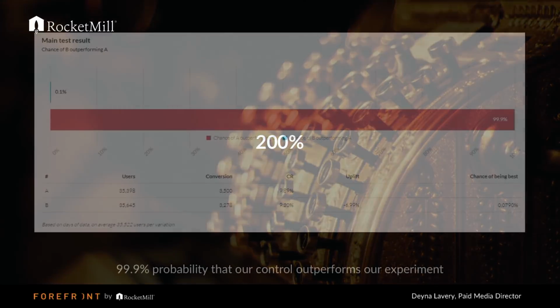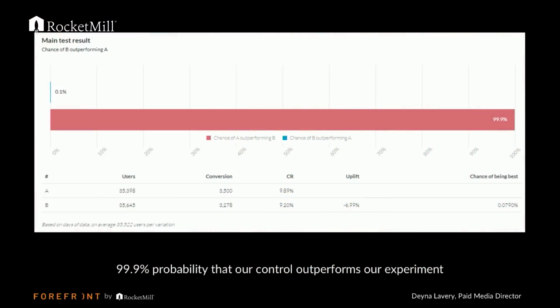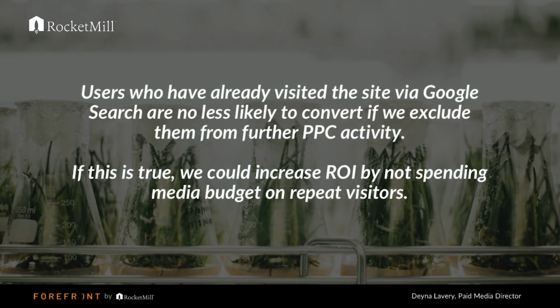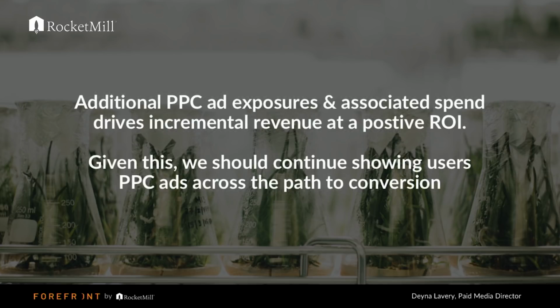The final step we took was just to make sure that this wasn't a one-off or chance. So we ran the numbers, and we were 99.9% confident that our control outperformed our variation. So going back to the beginning and our hypothesis, looking at this, we have categorically proven this to be false. We know that showing people additional PPC ads on the path to conversion will increase overall conversion rate and deliver a profitable ROI. We can instead say that additional PPC ad exposures and associated spend drive incremental revenue at a positive return on investment. Given this, we should continue to show PPC ads across the path to conversion.